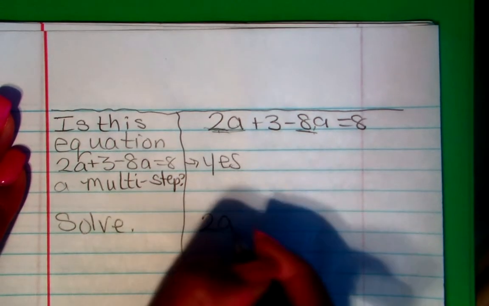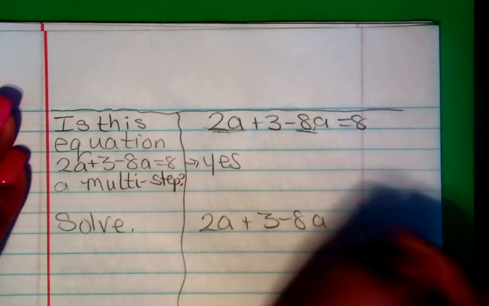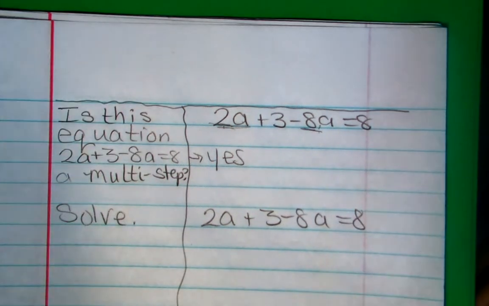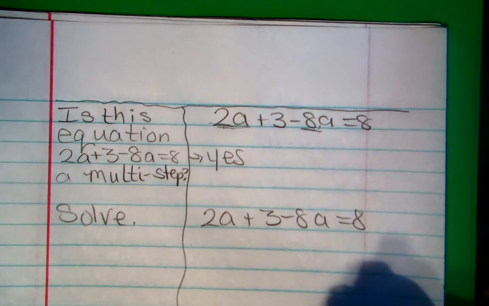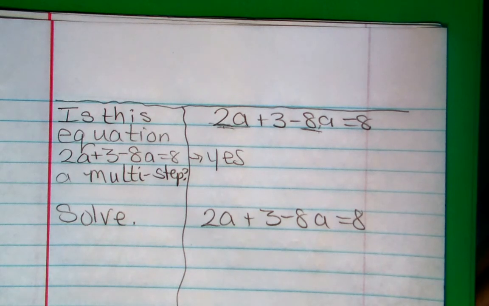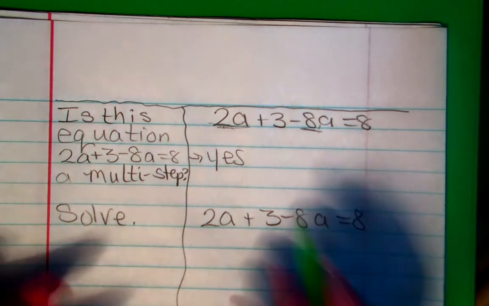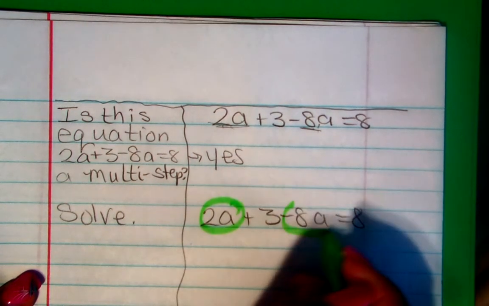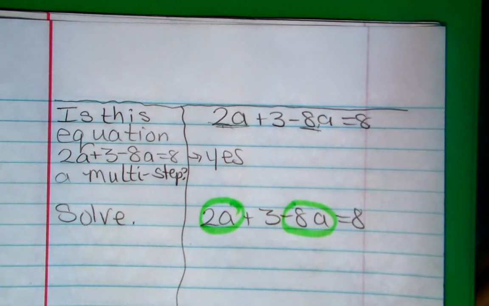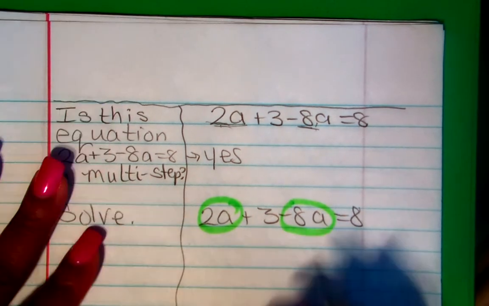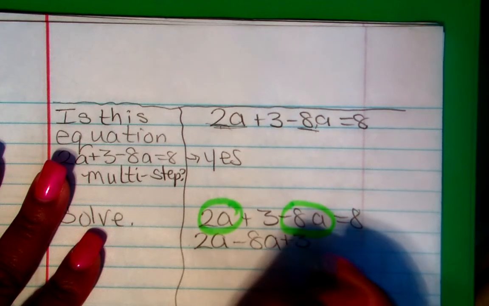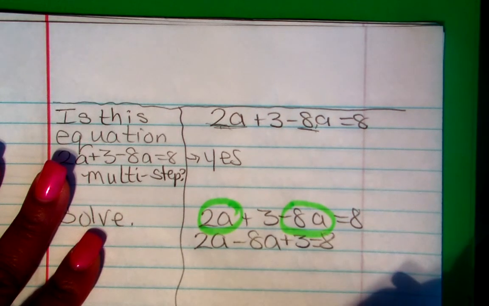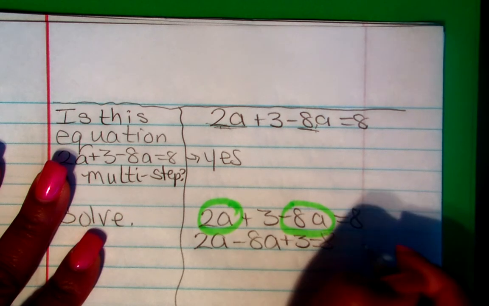Let's solve 2a plus 3 minus 8a equals 8. When you have a multi-step, you're trying to consolidate your equation so it could be a 2-step equation. Okay, and then you consolidate the 2-step to be a 1-step equation. That's the goal. Okay, so here we go. We have here 2a and a negative 8a. Those are like terms. So I'm going to rearrange it using the commutative property. I'm going to say 2a minus 8a plus 3 equals 8. What did I just do? I used the commutative property.